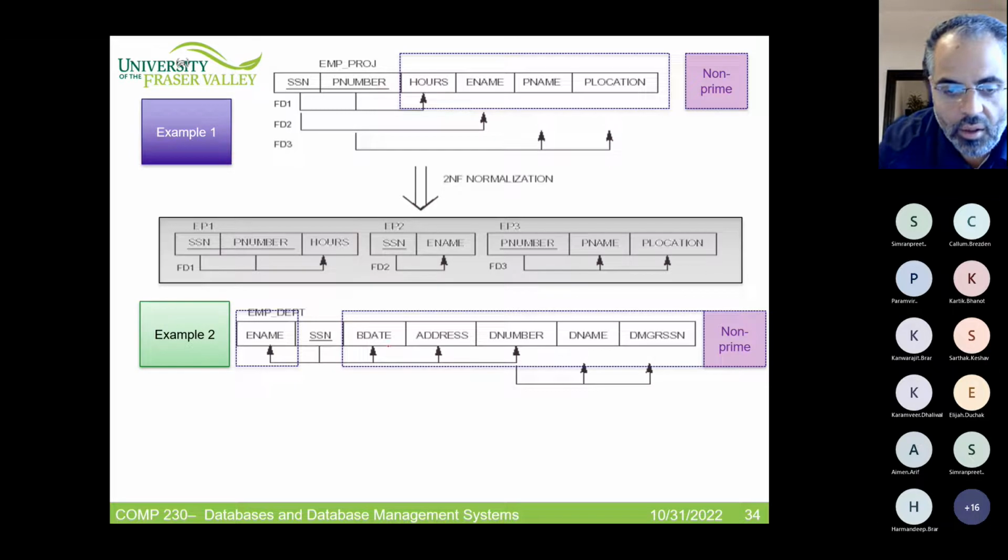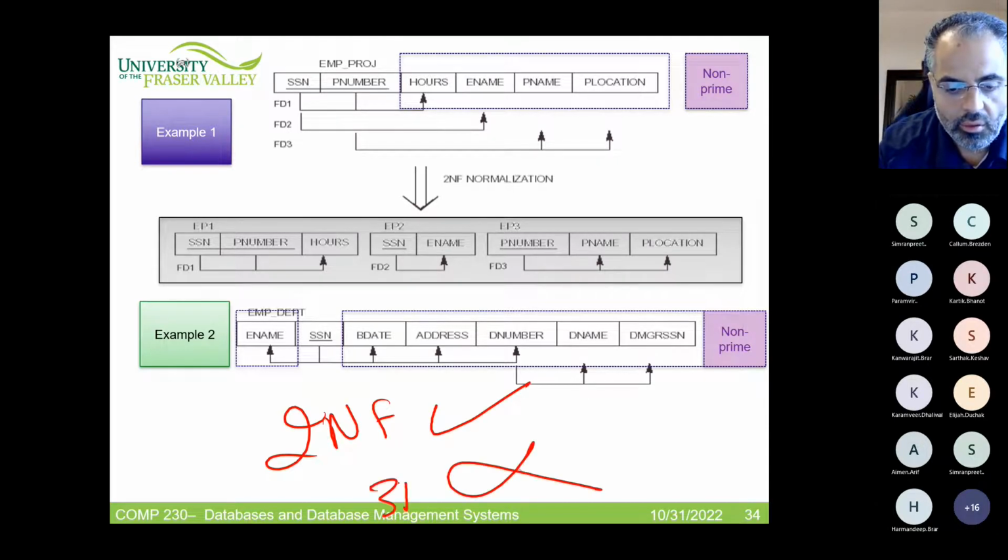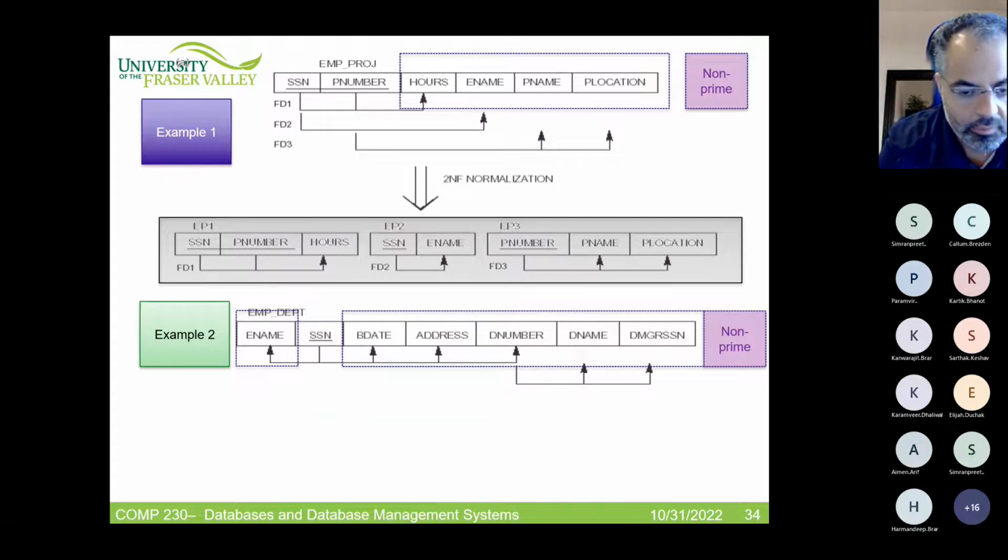So the second normalization says that whenever there is a relationship between the primary key and other non-primary attributes, it should be a relationship with the whole primary key, not a part of it. But it doesn't say that there is no relationship between non-primary attributes themselves. This is what the third normalization will say. This table is second, yes, but it is not third. We will discuss it later.